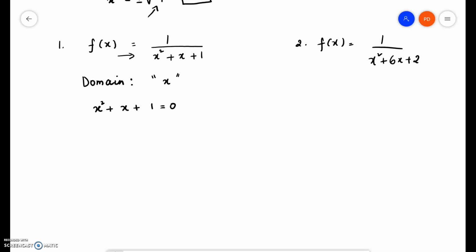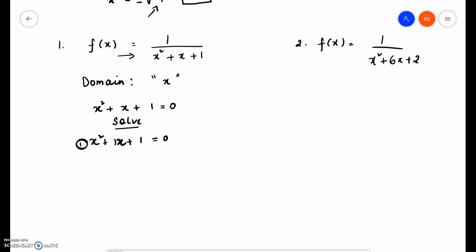So how do we find it? We set the denominator equal to 0 and then solve this equation. And the solution of this equation will determine if there is a real number that will make the denominator equal to 0. So x squared plus x plus 1 equal to 0. If you think about it, it's not possible to factorize this. So therefore, we're going to use the quadratic formula.